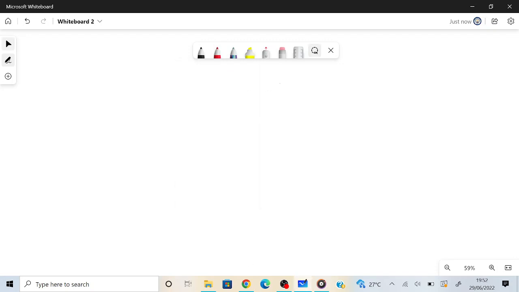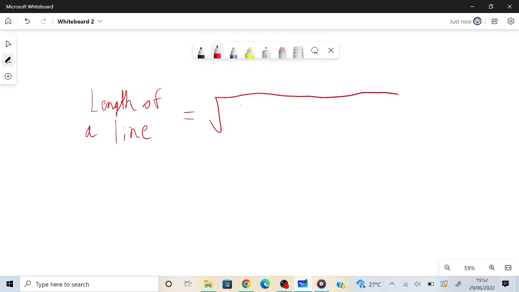So before I go into some examples, we need to know a formula and take note of a formula. Basically, the length of a line from two given coordinates is simply equal to the square root of (x2 minus x1) squared plus (y2 minus y1) squared. Now this may look very long and hard to memorize at first, but with practice you will eventually get used to it.